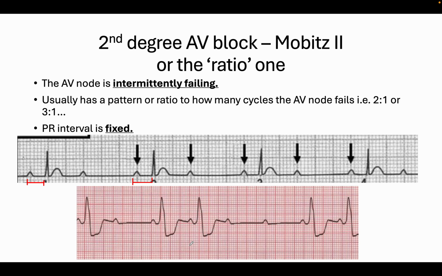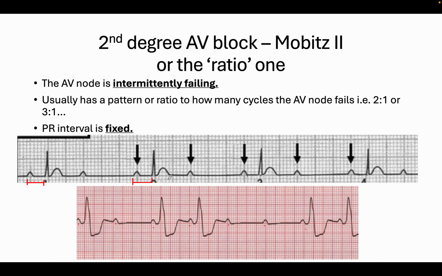In this example here, we can see a P wave and a QRS, and then a P wave that's not conducted down, followed by a P wave that has conducted down, and another P wave that has conducted down, and then two P waves that haven't conducted down with another P wave that has conducted down.